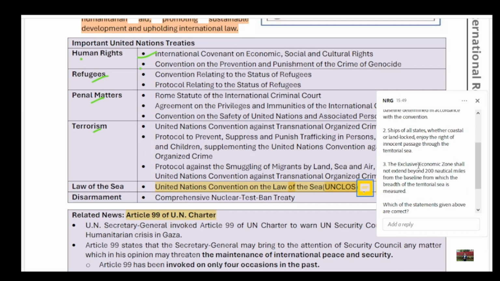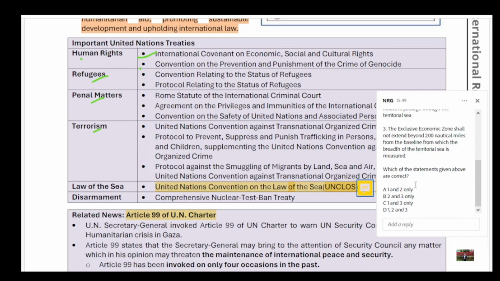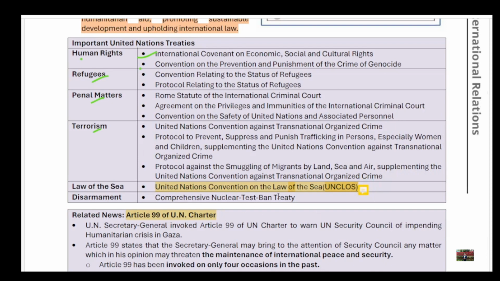The third one is, the exclusive economic zone shall not extend beyond 200 nautical miles from the baseline from which the breadth of the territorial sea is measured. So as we all know, all the three options are correct. So here option D will be the right answer, right? So this question has been asked directly from one of the treaties under the law of the sea. So have a basic idea about all the treaties mentioned here.